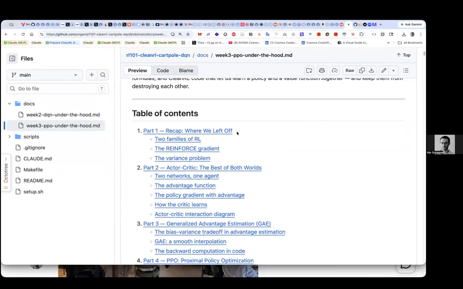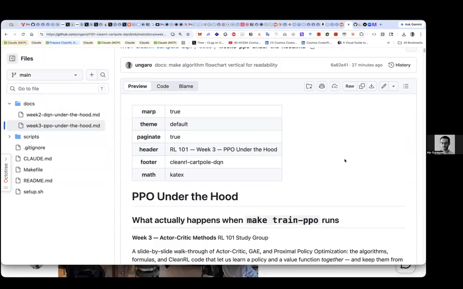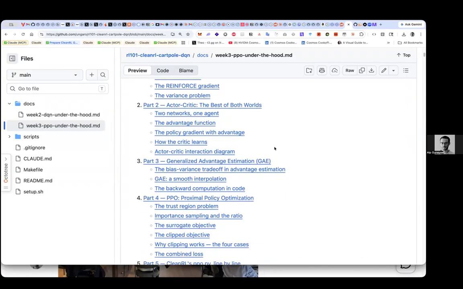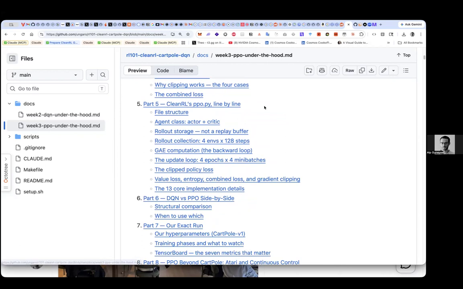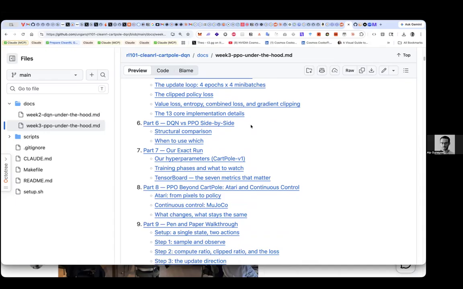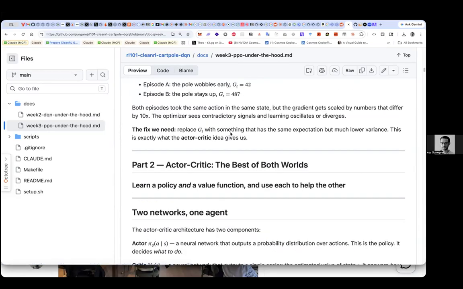Hi, can you see my screen? I guess yes. Okay. So I created some notes for the week 3 PPO. I want to quickly go through it, not explain everything. It explains the actor-critic network, generalized advantage estimation, and PPO, goes over CleanRL's PPO line by line, and compares DQN with PPO. I also have 3 Atari games created for demo: Breakout, Pong, and another one. I will show you. This is for my study.